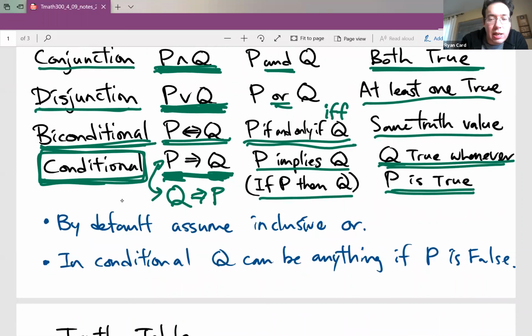Yeah, so I think I've already mentioned inclusive or versus exclusive or, so I'm not going to go any further than that. But if the word or is used in mathematics, by default, assume the inclusive or, unless it's specifically stated to be one or the other.